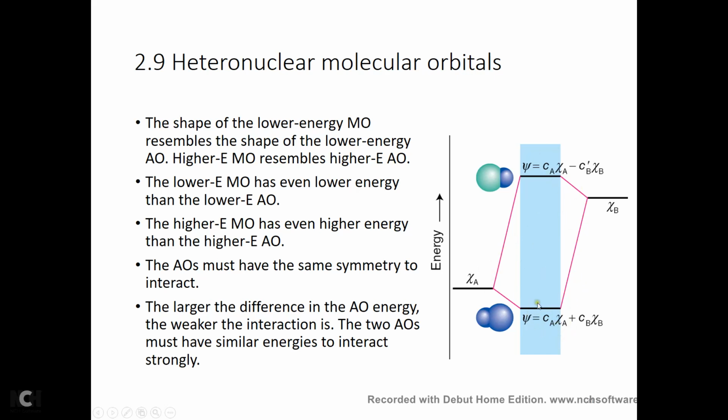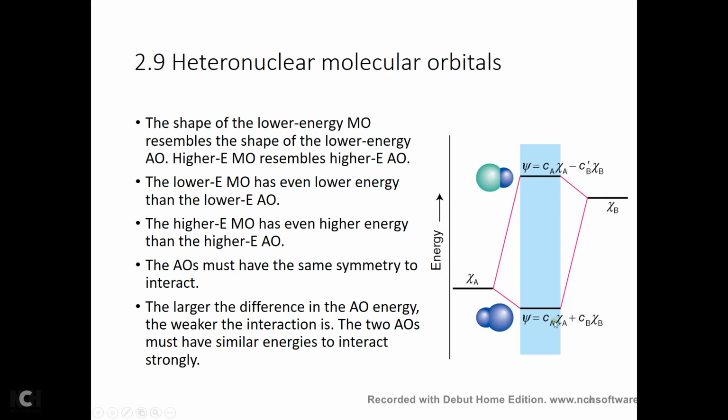The shape of the bonding MO is similar to the lower energy AO. The shape of the anti-bonding MO looks like the shape of the higher energy AO. And again, let's look at the energy. The energy of the bonding MO is even lower than the lower energy AO. The energy of the anti-bonding MO is even higher than the higher energy AO.